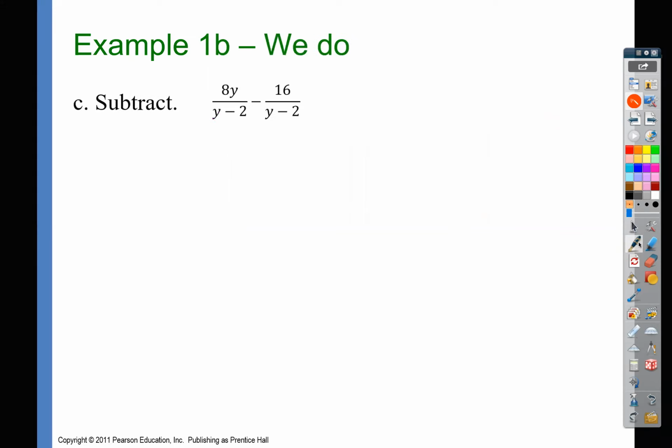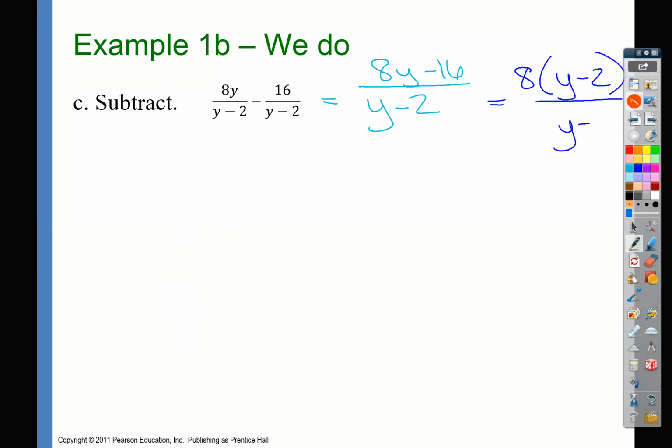One B says subtract, so same denominator. So we're just going to subtract the 8y minus the 16. Now you should see that you can take out the 8 and be left with y minus 2 in the numerator, and then you'd have y minus 2 in the denominator, so you can cancel out the y minus 2's and you just have the 8.